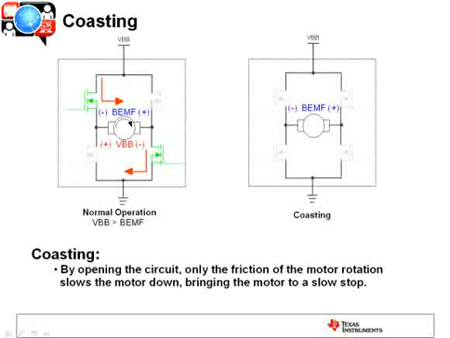So the only thing that's going to slow that motor down is basically the kinetic friction of the rotation itself. The bearings, the various mechanical aspects of that motor, the friction is going to slowly bring that motor to a halt, to a slow stop. And that's what's called coasting.